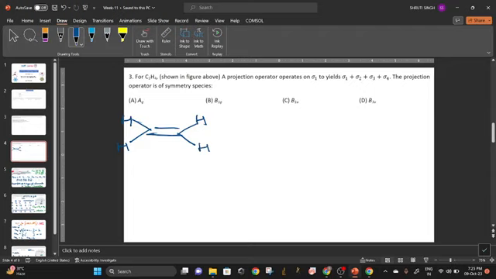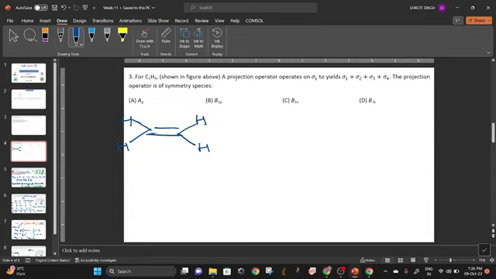Okay. So this is the molecule shown in the figure. It is written, but there was no figure given. But this question was discussed in class. In lectures, it is discussed where it is mentioned that C2H4 is this. Now, the projection operator operates on sigma 1.